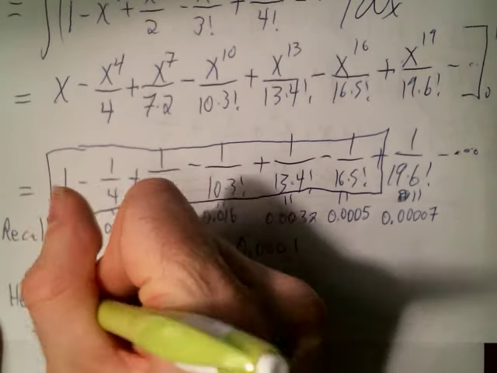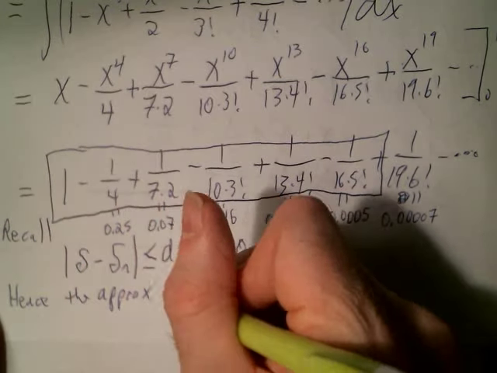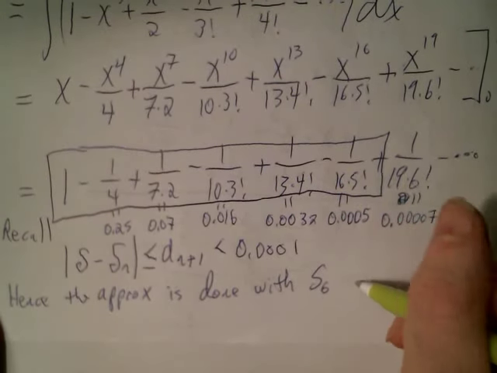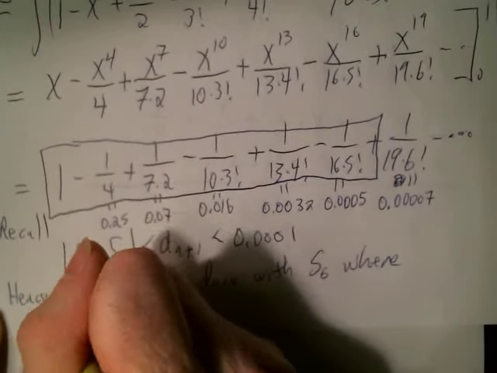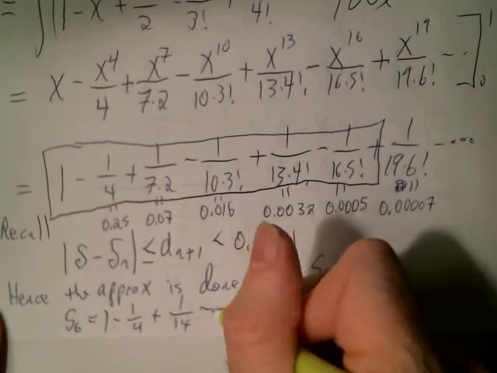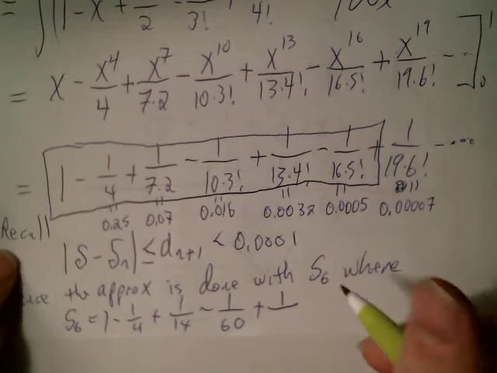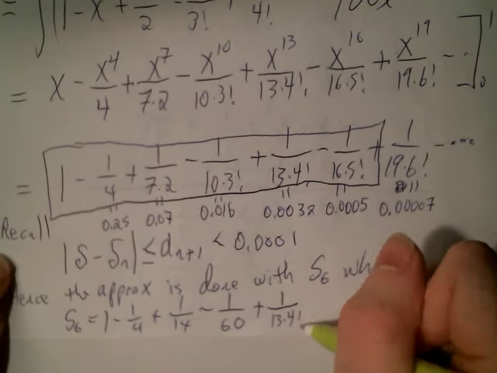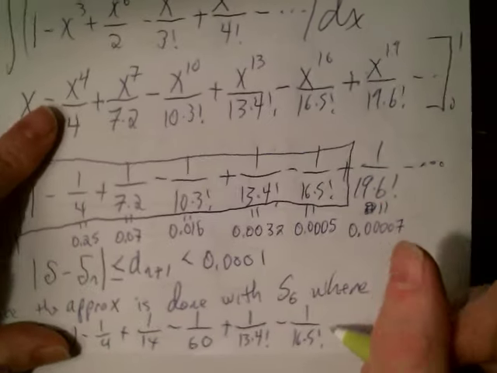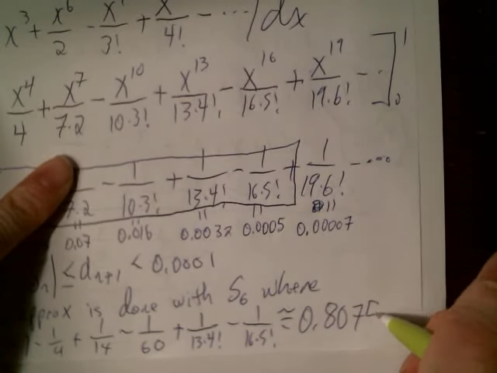Hence, the approximation is done with S sub 6, where S sub 6 is equal to 1 minus 1/4 plus 1/14 minus 1/60 plus 1 over 13 times 4 factorial, minus 1 over 16 times 5 factorial. And if you put that into a calculator, you could even do it by hand, you get 0.8075.